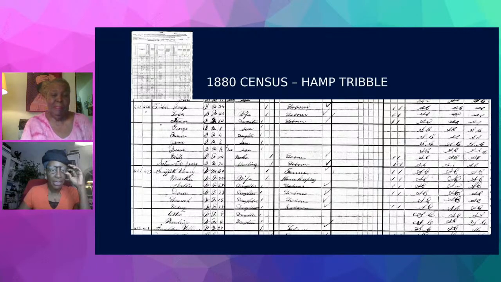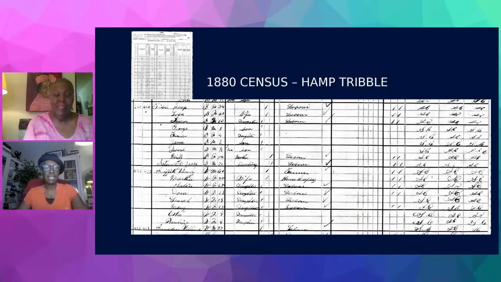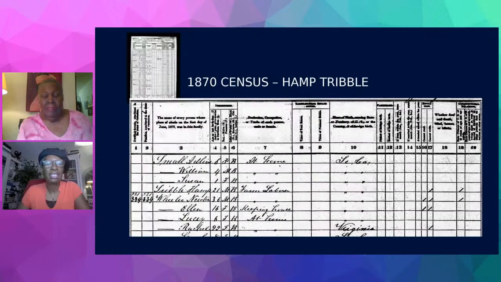Okay. And is that the last one of the enslavers next door? Who's that? I can't see it. Is it Elijah? Elijah Tribble. Yes. Okay. And that's in 1880. Yes.